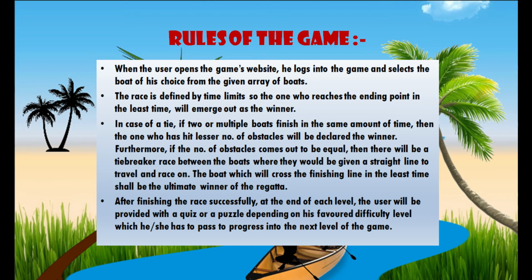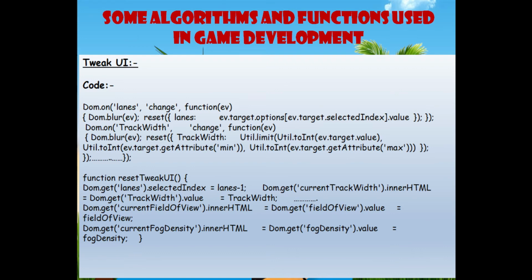After finishing the race successfully, at the end of each level, the user will be provided with a quiz or a puzzle depending on his favorite difficulty level, which he or she has to pass to progress into the next level of the game. Now, we are going to dig into the game development a bit by presenting some algorithms and functions used. This is the code for Quick UI.